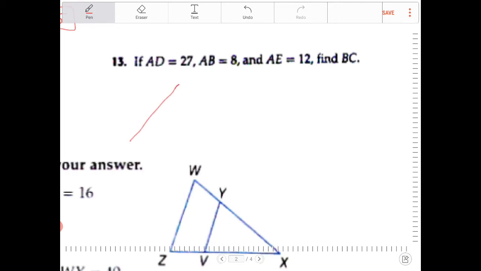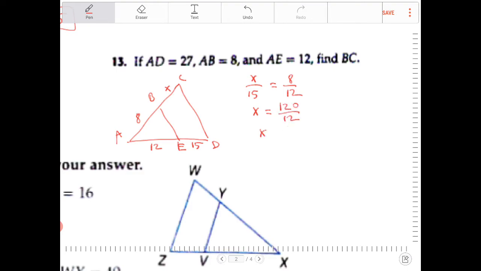Alright, same diagram. A, B, C, D, E. So AD is 27, AB is 8, AE is 12. So if AD is 27, ED must equal 15. Find BC, so I'm going to call that x. So I can say x over 15 is equal to 8 over 12. Cross multiply both sides by 15, I end up with x is equal to 120 over 12. X will equal 10.